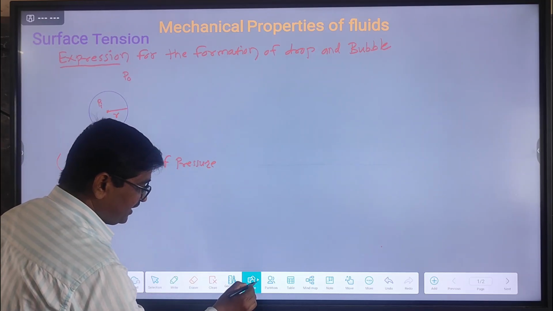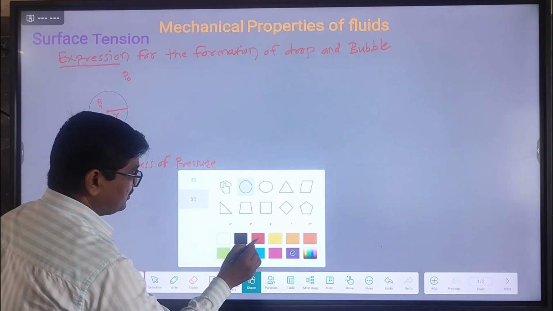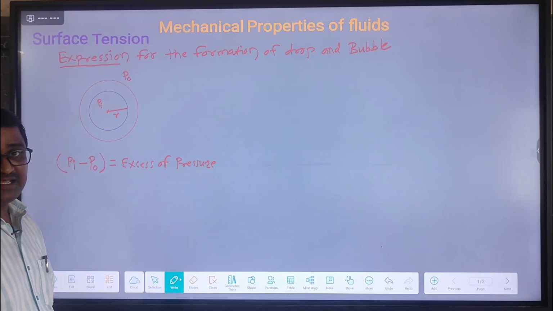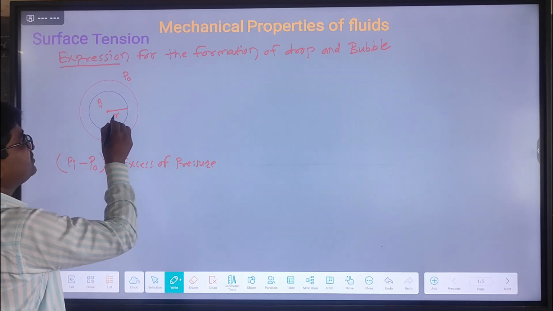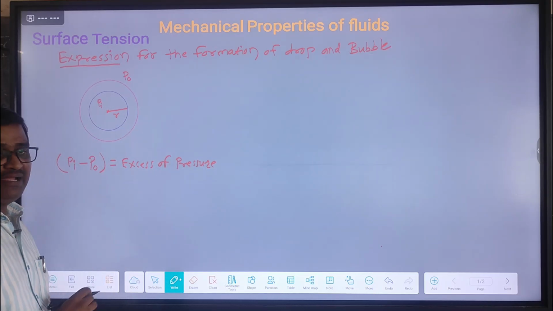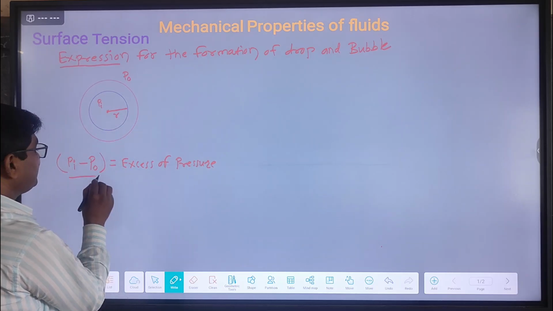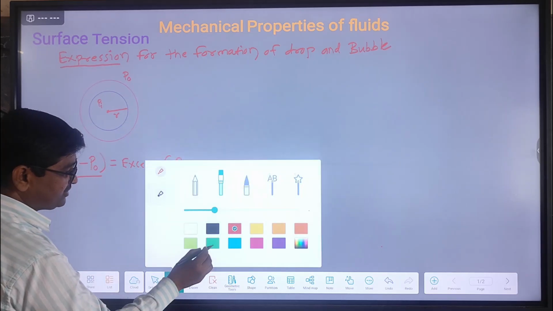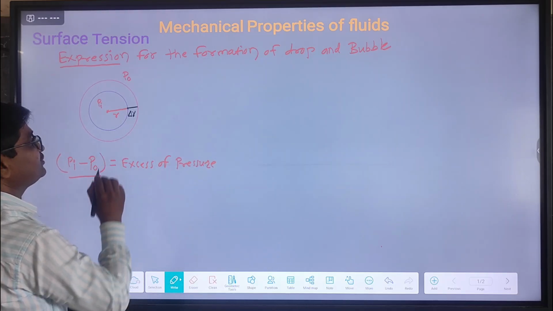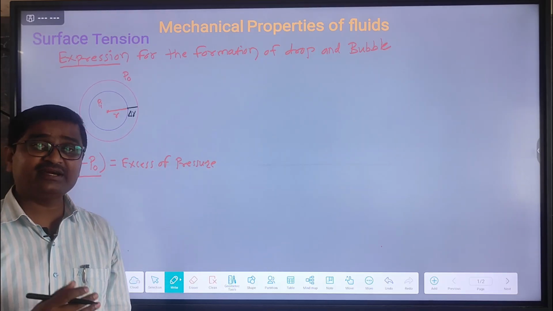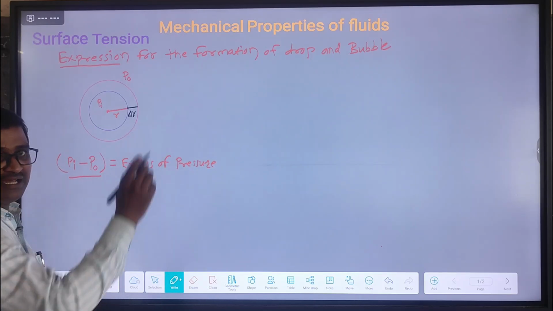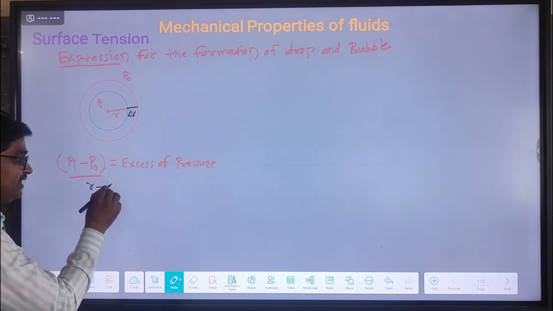Let's see what happens when the radius changes. The initial radius of the drop will be small r. When the inside pressure is high, due to the excess of pressure the radius will change, and this change in radius is denoted by delta r. So delta r is the increase in radius, and the final radius is r plus delta r.